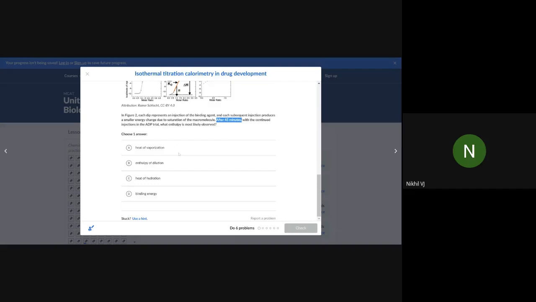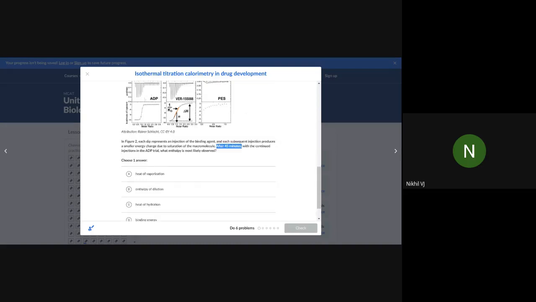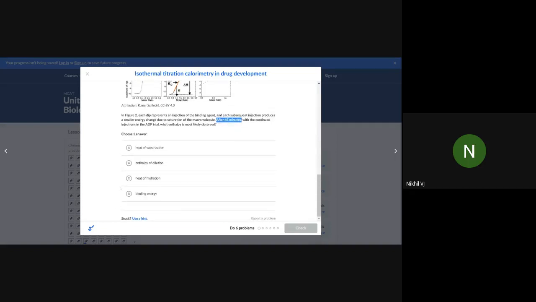The first thing we need to look at is heat of vaporization. That is a change in energy that we get from a change in the state of matter. And since we're not measuring any changes in the states of matter, we know this can't be the enthalpy that we're measuring. In addition, we're also not looking at heat of hydration, because hydration enthalpy is just the energy change that we get from gases or ions dissolving in water. And we're not dissolving ions in water, we're looking at the affinity between ADP and a protein. So we know it's not heat of hydration either. So now we have to choose between enthalpy of dilution and binding energy.